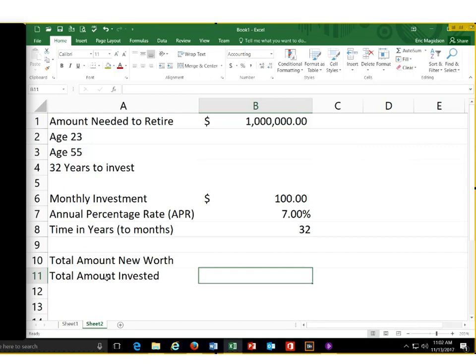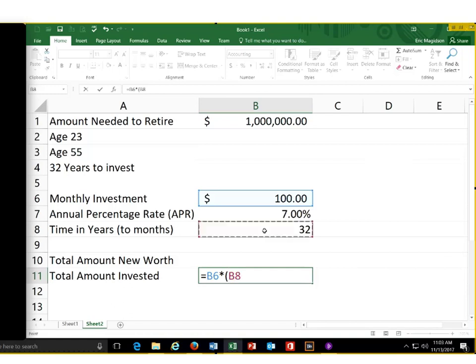Okay, so what you're saying is this is going to equal the amount I'm invested each month times this other cell times B8 times what? Times 12. Where'd you get the 12? There's 12 months in a year, so I'm going to invest 12 times each year.